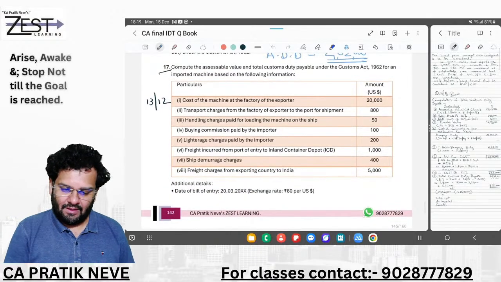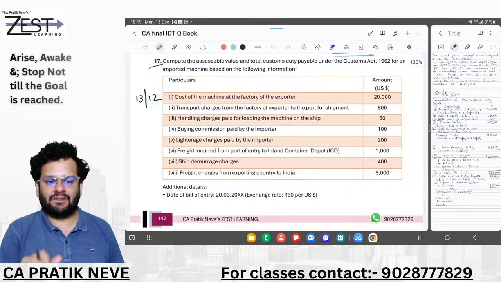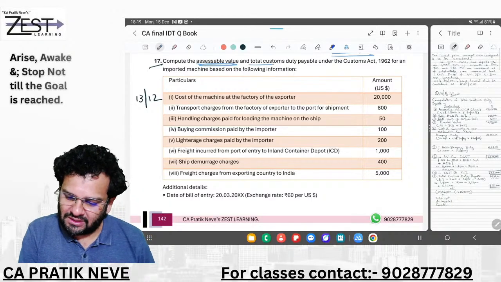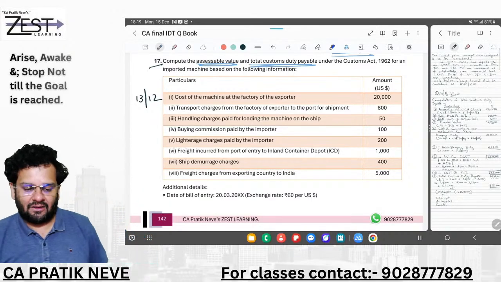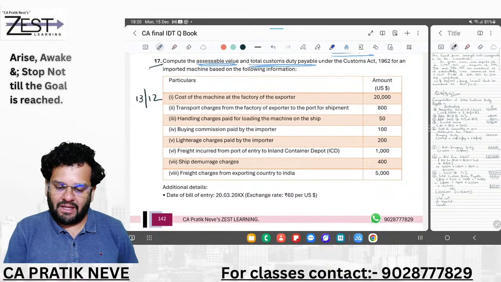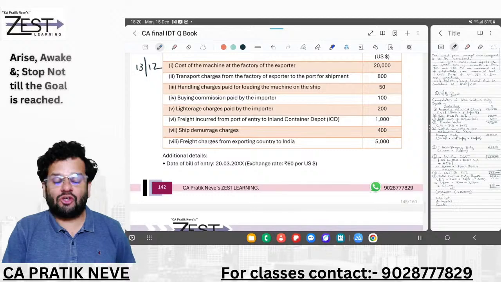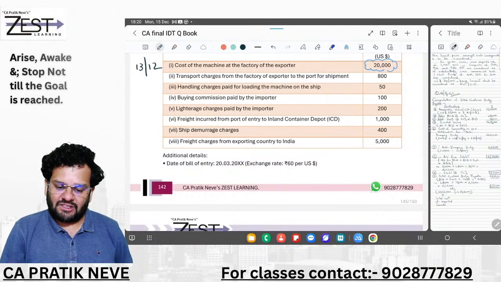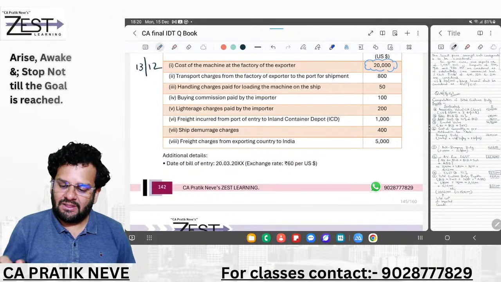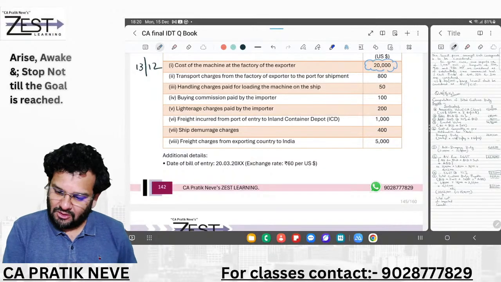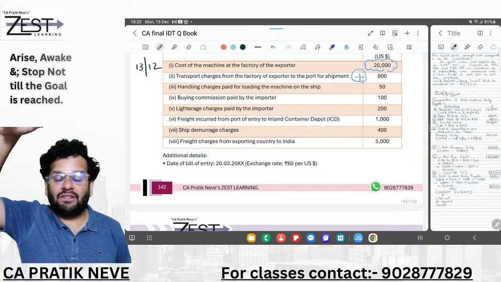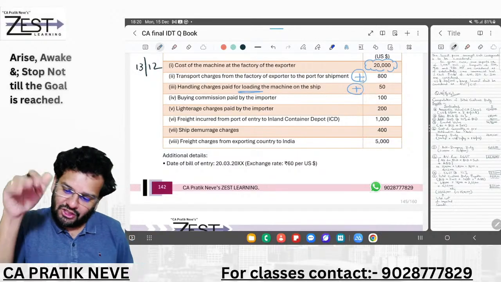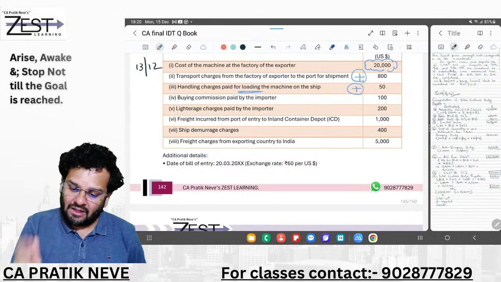See, the 17th question, we are going to only discuss it. Compute the AV and total customs duty payable under the Customs Act for an imported machine based on the following information. Cost of machine at the factory of exporter is 20,000. Transport charges from factory of exporter to port of shipment: this you will add because this is incurred in the exporter's country. Handling charges for loading the machine on the ship: this also you will add. Buying commission you always neglect.